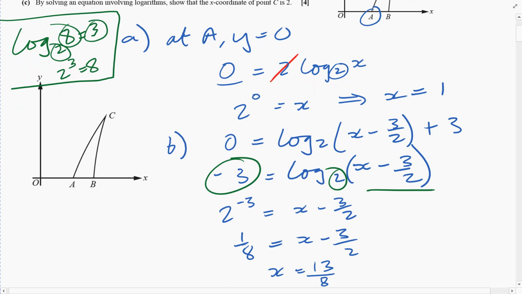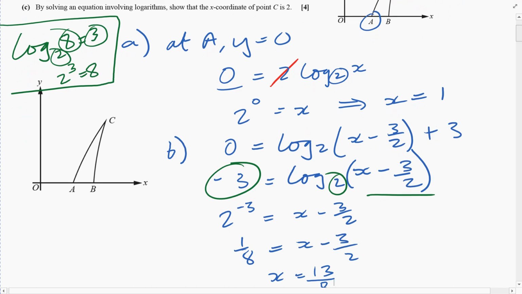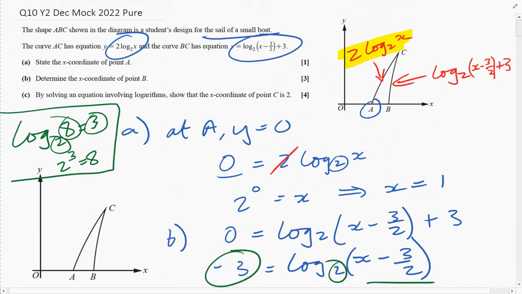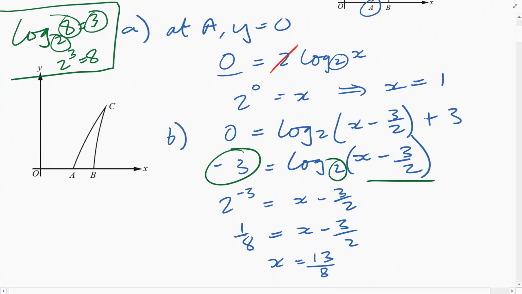All right, now part C. We want to show that the point where the two graphs meet has got an x coordinate of 2. So we just need to put the two graphs equal to each other and find the first point where they intersect.